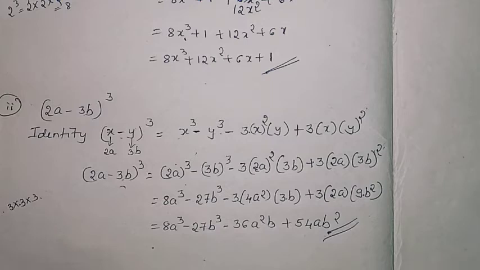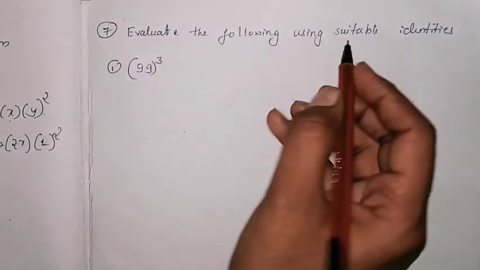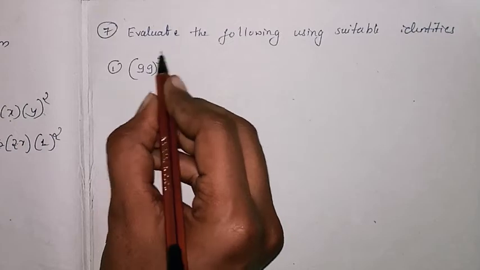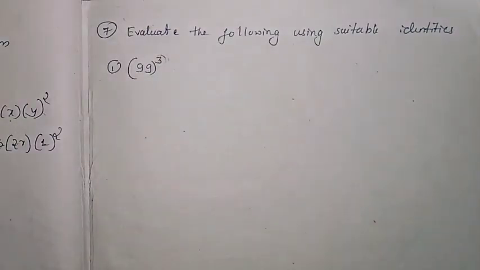So this is about the sixth problem in that second one. Let's move towards the seventh problem. Here, evaluate the following using suitable identities. They have given 99 cube, so that means we have to use the cube term identities here.